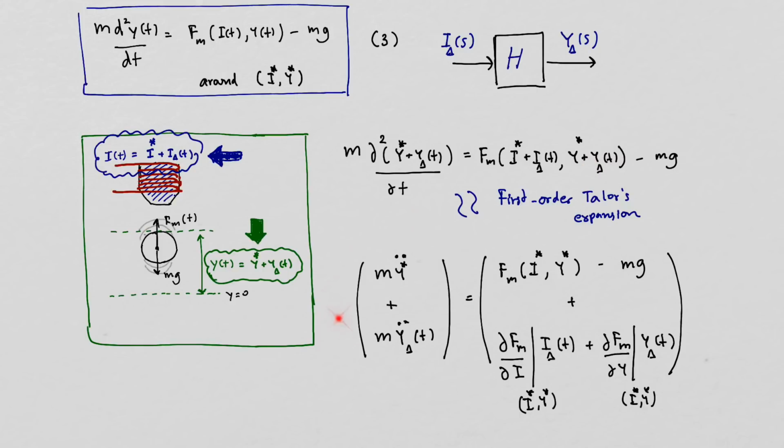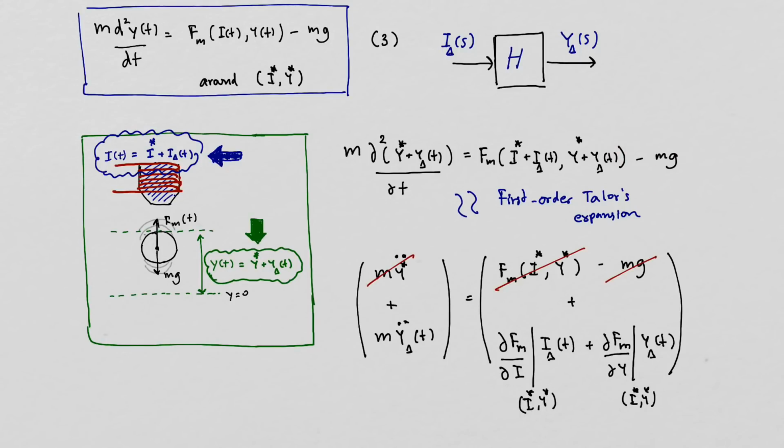Here on the left side, we still have the same thing. We just distribute m into the brackets, and then denote the time derivative 2 times with double dot. On the right side, the Fm is approximated here with these 3 terms. So with the first order Taylor expansion, you denote Fm at the nominal values plus the deviation due to I and the deviation due to y. The term mg just follows directly from the previous one.